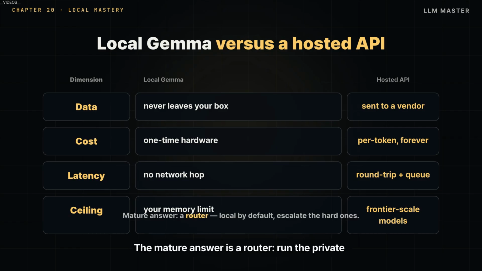The mature answer is a router. Run the private, high-volume, latency-sensitive work on local Gemma, and escalate only the genuinely hard prompts to a frontier model. You don't have to pick a side. You get to place each request where it belongs.